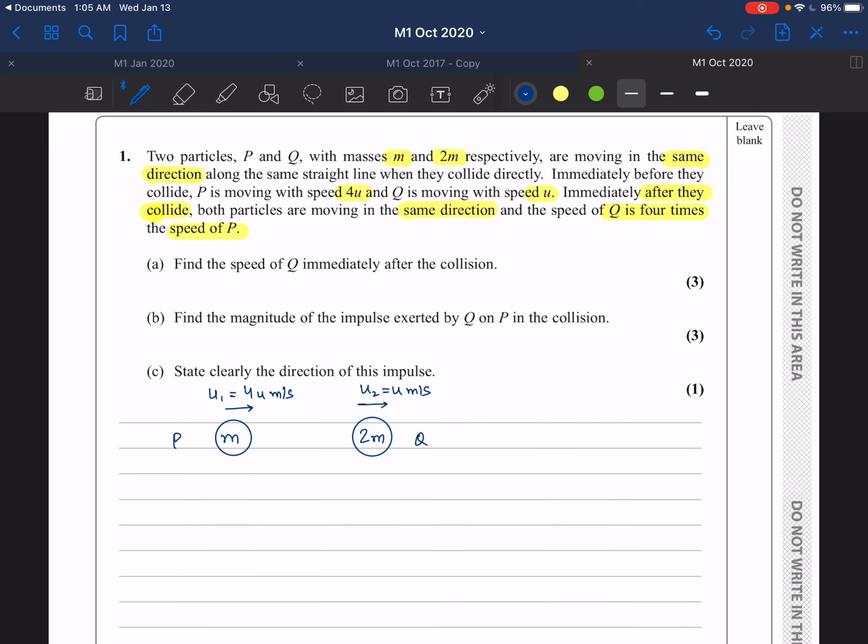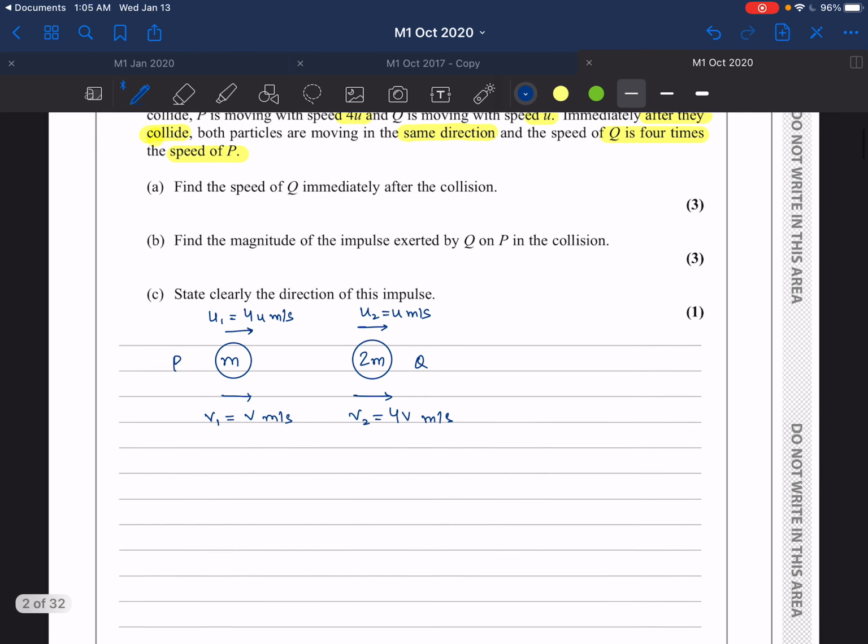After the collision, they were also moving in the same direction, so they were moving in the right direction, and it was stated that the speed of Q is 4 times the speed of P. So if v1 is equal to v, then v2 will be 4v. Okay. Now, find the speed of Q immediately after the collision.